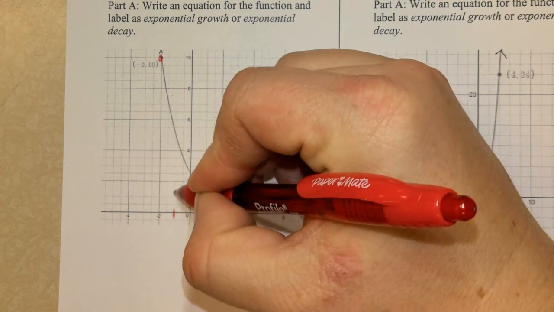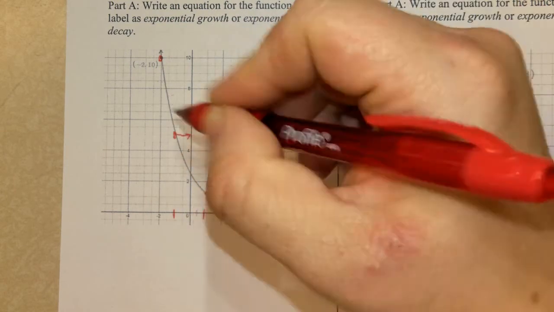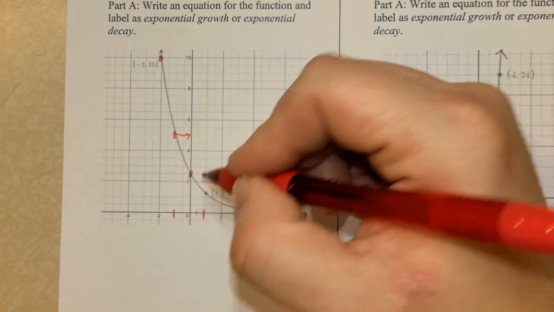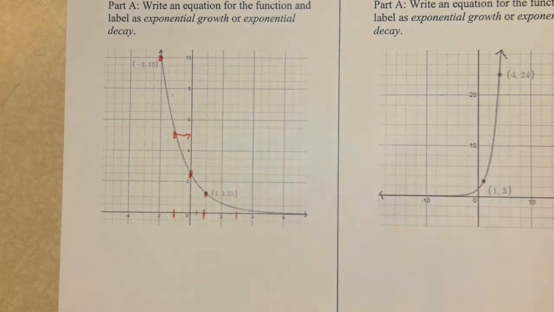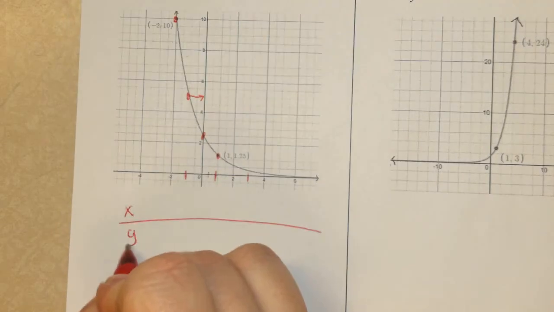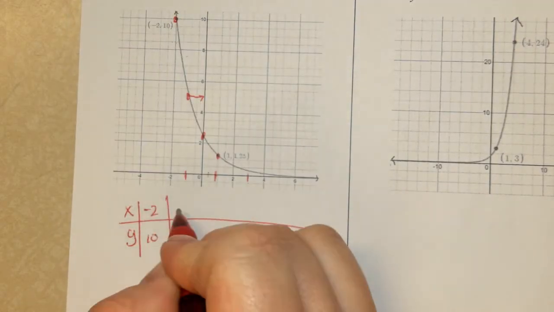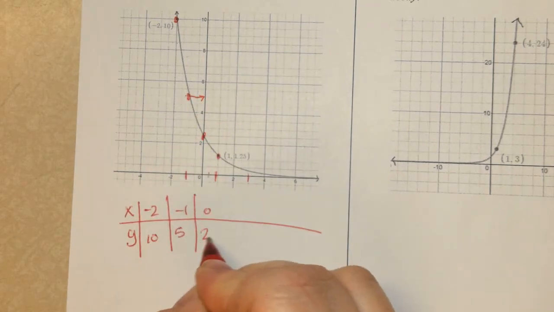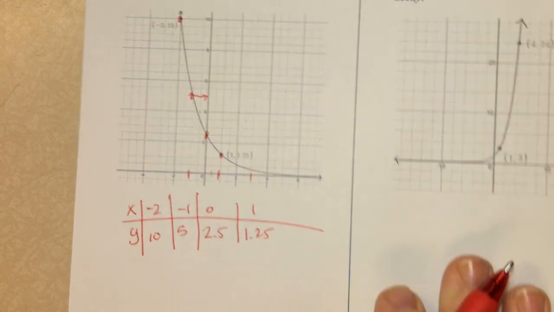So I'm going to just identify the points I do know. If I go to 1, the intersection point is right here, which is at 5. Here's a good intersection point of 2.5, and 1 goes here. The reason I do that is if I write out a table, I think it'll help you to identify this. Negative 2 goes with 10, negative 1 goes with 5, 0 is 2.5, and 1 goes with 1.25.